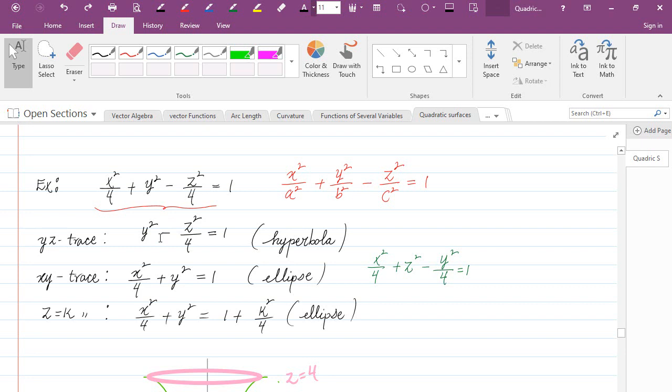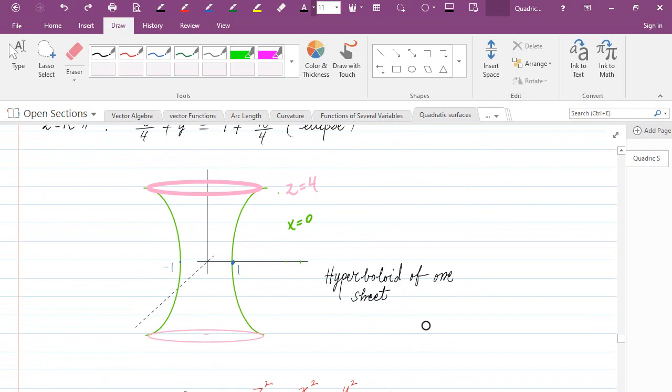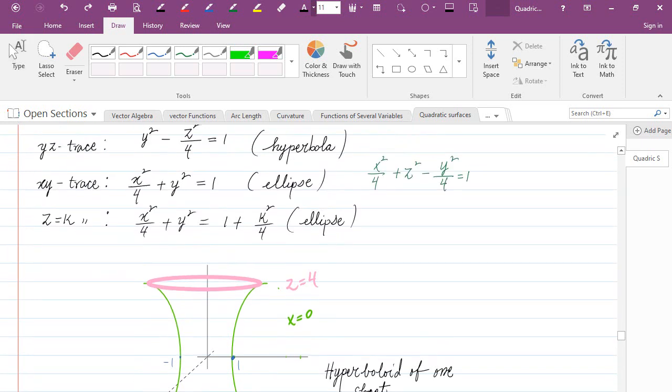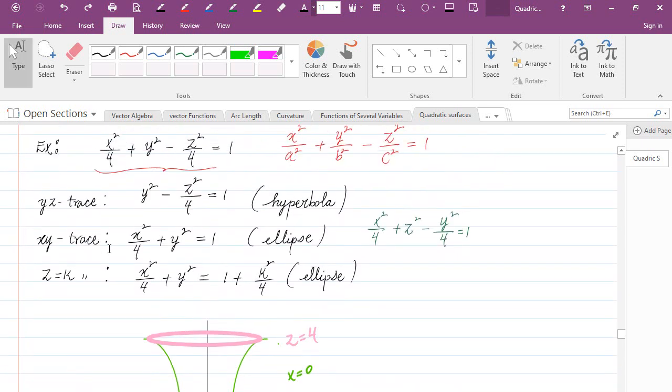So here is the yz trace. The yz trace is this. The yz trace consists of the two green curves here. So that's the hyperbola. And then the xy trace is an ellipse given by this.